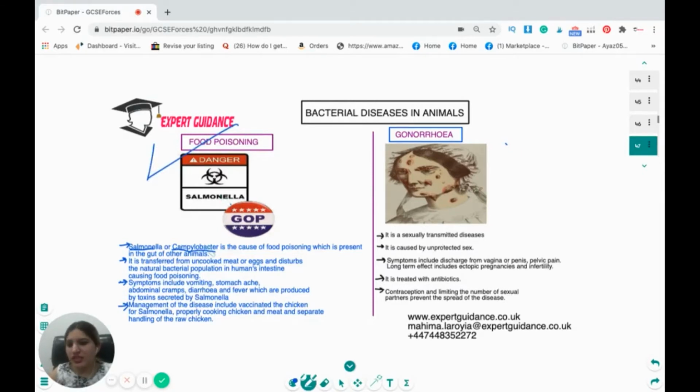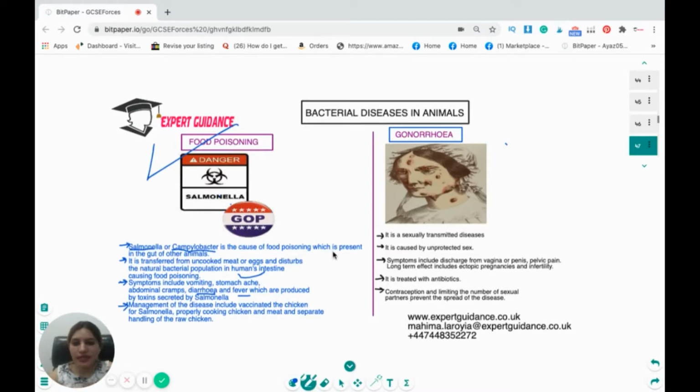Now, bacterial diseases in animals: first is food poisoning and then gonorrhea. Food poisoning is caused by Salmonella. It is transferred from uncooked meat or eggs and disturbs the natural bacterial population in the human intestine, causing food poisoning. The symptoms include vomiting, stomach ache, abdominal cramps, diarrhea, and fever. The management includes vaccinating the chickens for Salmonella, properly cooking chicken or meat, and keeping raw chicken separate.